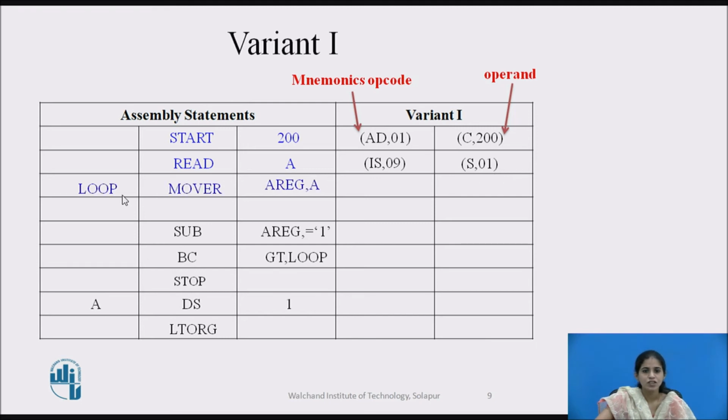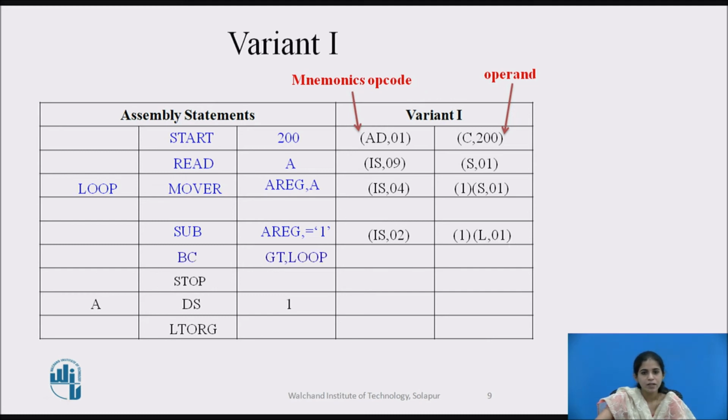Similarly we process the next instruction, loop move R, A register comma A. Again for the move R we generate IS comma 04, because move R is an imperative statement and 04 is the opcode for move R. Now next we generate the operand code, A register comma A. So it is 1, S comma 01, because A is a symbol and we specify the entry number of that symbol in the symbol table. Now the next instruction is sub A register comma equal to 1. So the statement is IS comma 02. This is the code for the sub. Now next we specify the A register comma equal to 1. So 1, L comma 01, because it is a literal.